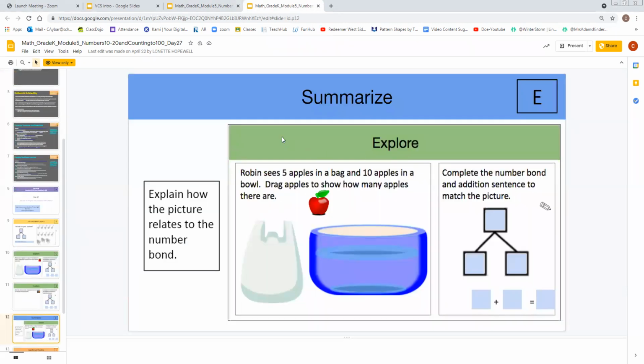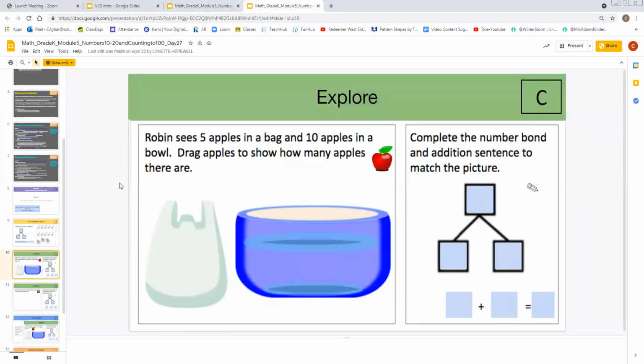And this is actually one of the Explore slides. Now, as a reminder, the Explore slides your children will be doing independently. So it looks like this. And it says, Robin sees 5 apples in a bag and 10 apples in a bowl. Drag the apples to show how many there are. And then the second part says, complete the number bond and addition sentence to match the picture.